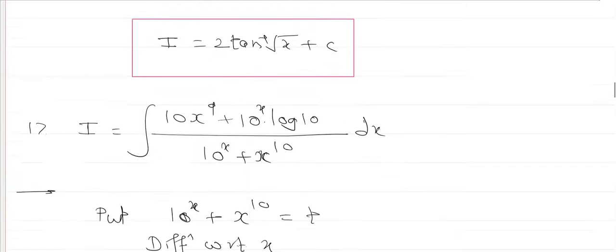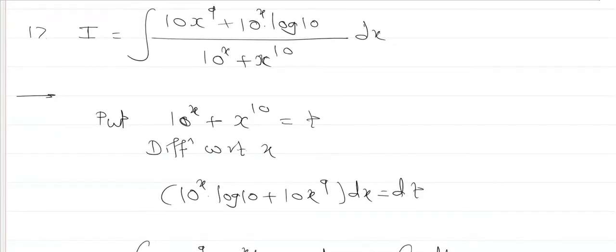Now the problem number 17. I is equals to integral of 10x raised to 9 plus 10 raised to x log of 10 upon 10 raised to x plus x raised to 10. Again I will repeat: 10x raised to 9 plus 10 raised to x log of 10 upon 10 raised to x plus x raised to 10.